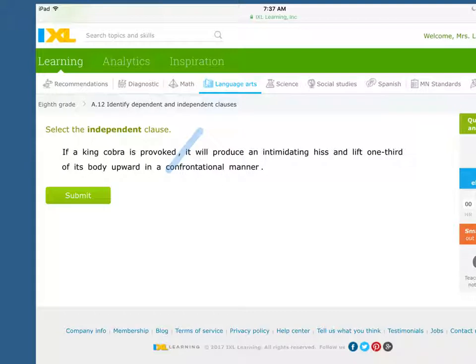So, if a king cobra is provoked, I've got king cobra is provoked is my subject verb, and it starts with if. If is a subordinating conjunction. So that's my dependent clause. And the second one's going to be my independent clause.